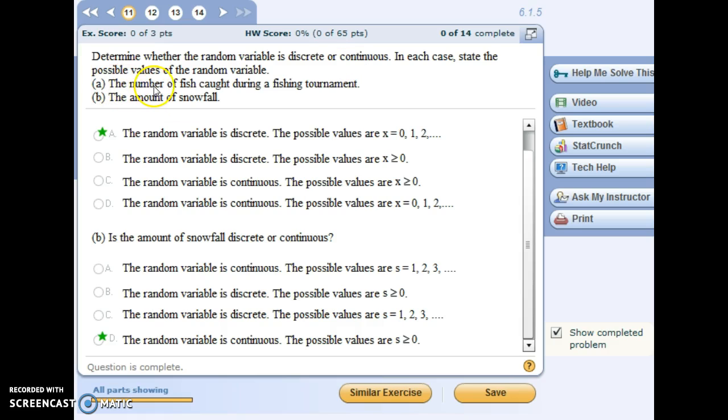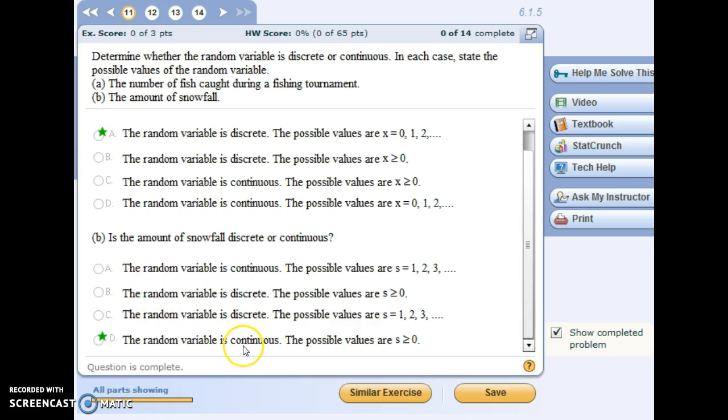So A says the number of fish caught during a fishing tournament. Now that's discrete. You would just look at someone's fishing bucket, and the only possibilities are 0 fish, 1 fish, 2 fish, etc. You can't have 2.5 fish or 1 1/3 fish. So you would just look and count. It's a discrete random variable.